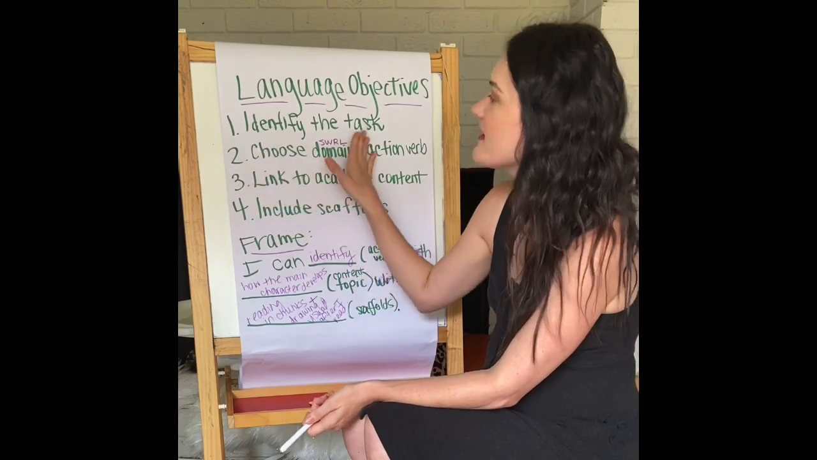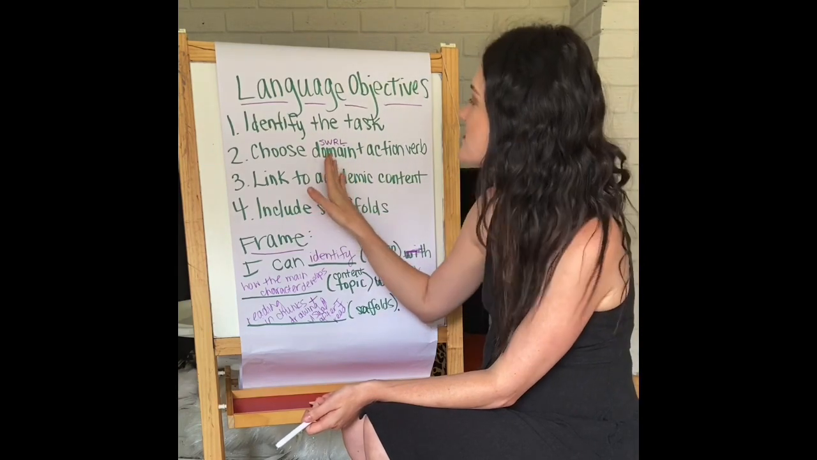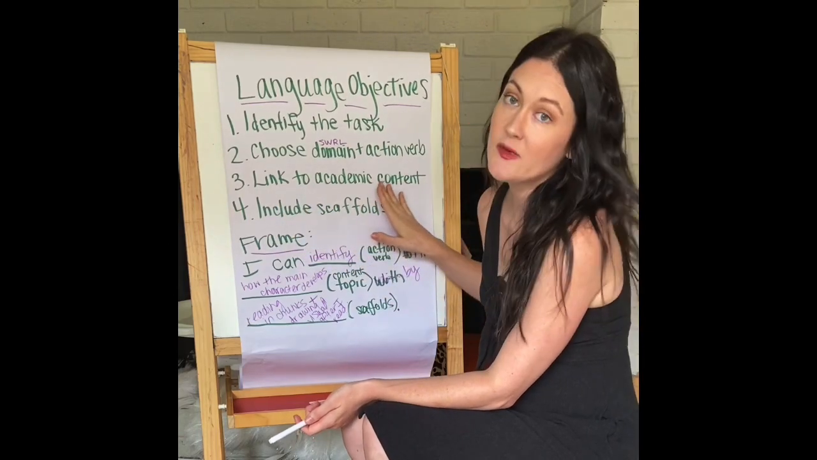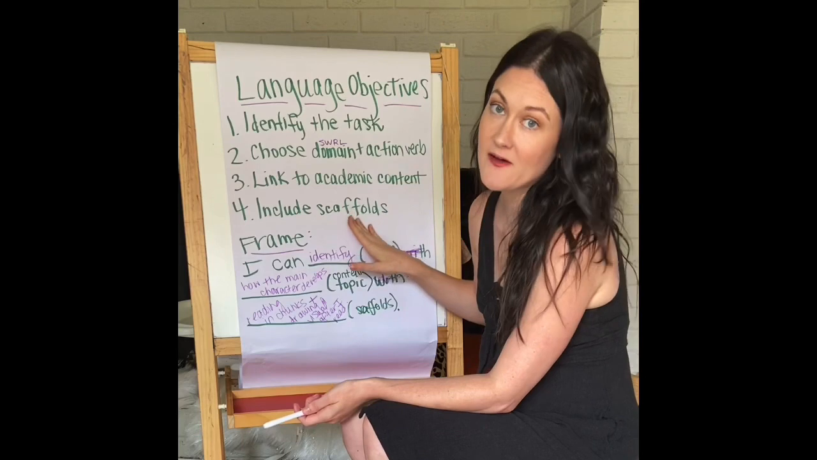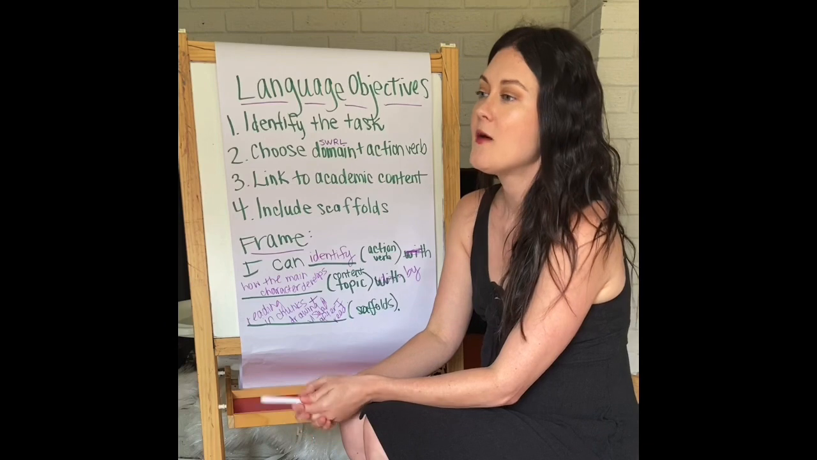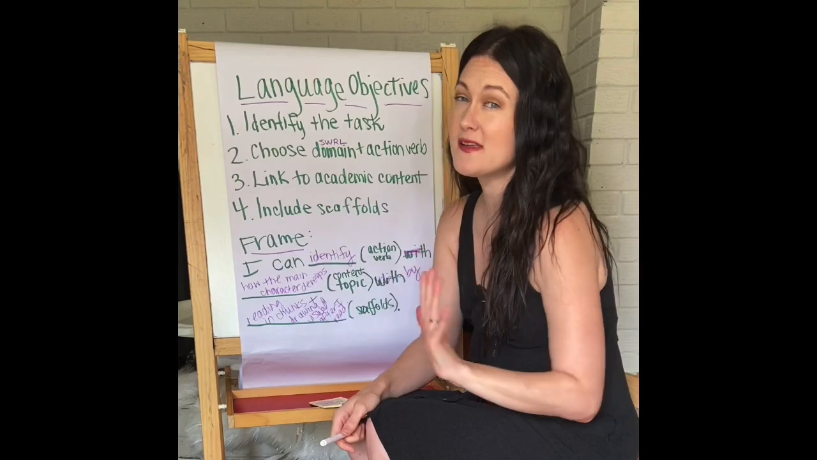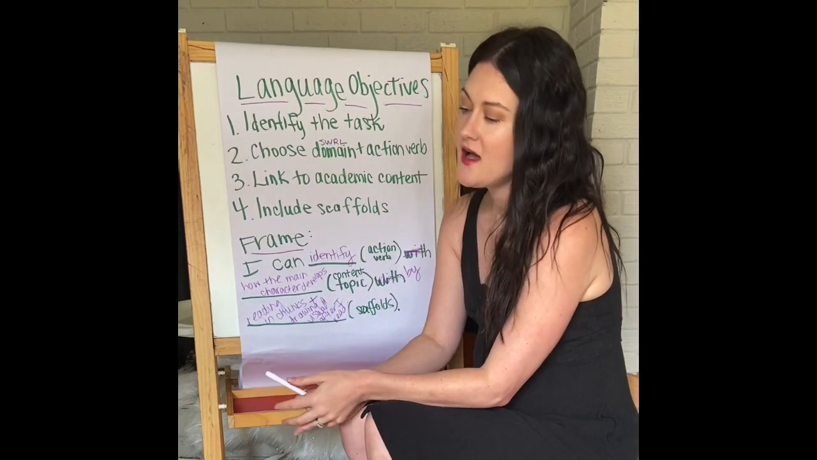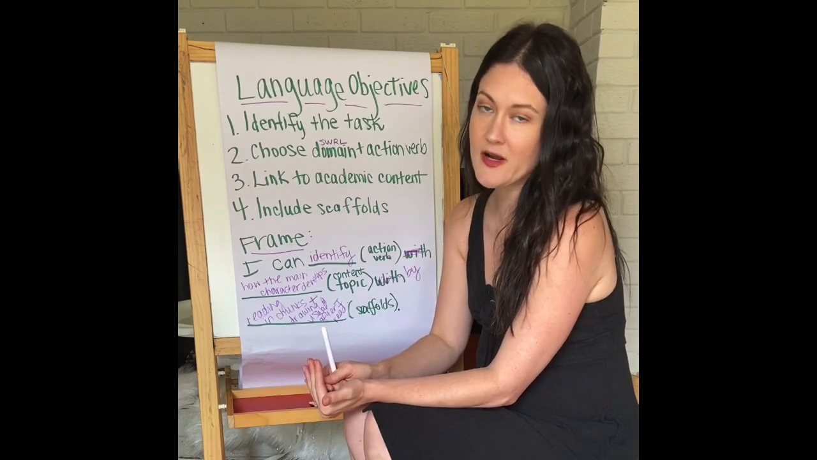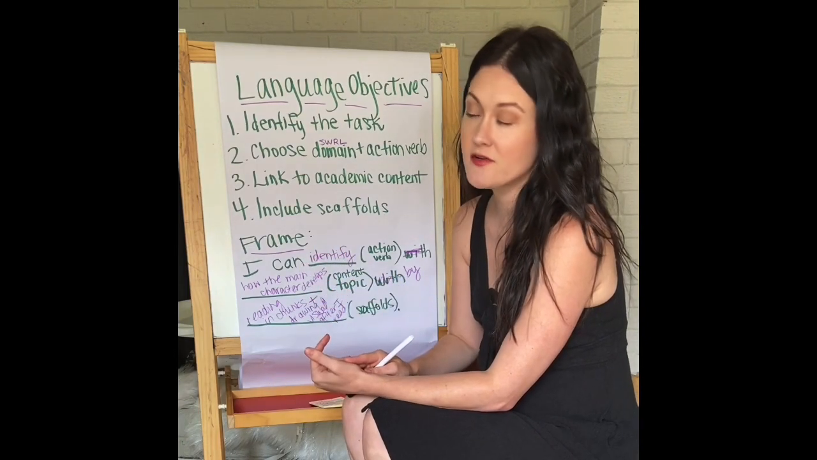We want to identify the task, choose a domain and an action verb that goes with the domain. The domains are speaking, writing, reading, listening, and swirl. We want to link it to the academic content, and then include your scaffolds. Your scaffolds will look different depending on the proficiency level of your students. If you're a content teacher, you might have beginners, intermediate, and advanced all mixed in there, and the scaffolds are going to look a little different. But once you learn what those are, you'll be better able to change this objective to personalize it for your English learners.